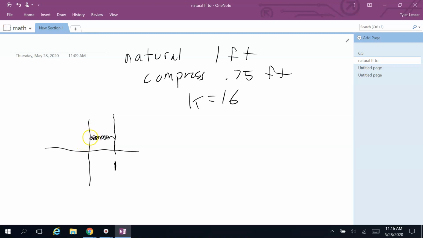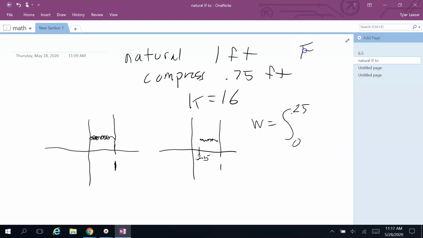Then what we're going to do is compress this and push it to the right in the positive direction so that it's only 0.75. So if it's still anchored here at 1, we're going to make it so that it's compressed to here at 0.25. That way it still has that length of 0.75. That means to find the total work, we're going to integrate. My natural length started at 0, but now I've moved the end of the spring to 0.25. And we're going to integrate over the force of the spring, which is coming from Hooke's law.